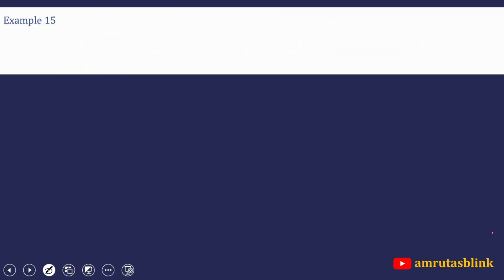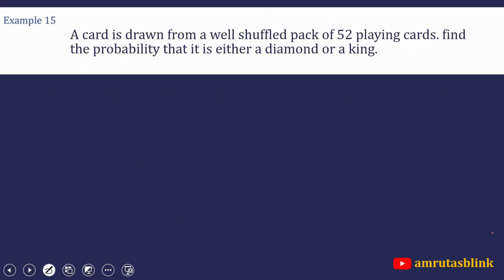Let's move to example number 15. A card is drawn from a well shuffled pack of 52 cards. Find the probability that it is either a diamond or a king. Now here it is either a diamond or a king, so we need to pay attention to this word 'or'. We need to choose only one card, but that card can be either a diamond or a king.